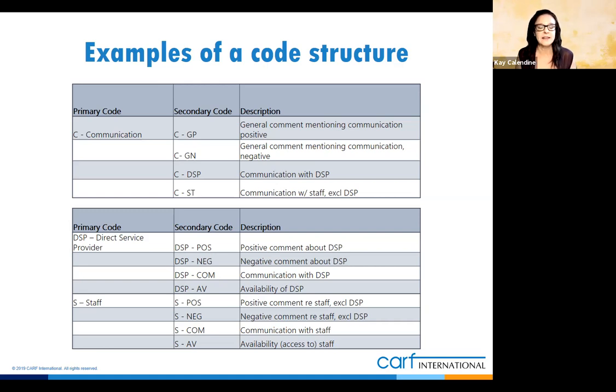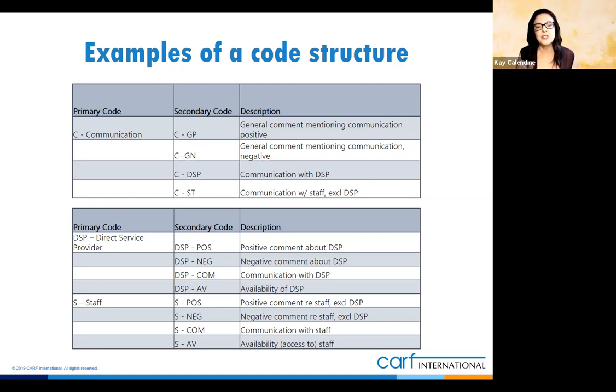And of course, this is just an example, so it's a very small code structure, but communication with the direct service provider, and communication with staff that isn't the direct service provider. So these all fall under communication, and there are different aspects of it. And you may find that you need more of those. You may find that you'll need to add a tertiary code or a third level to your codes.